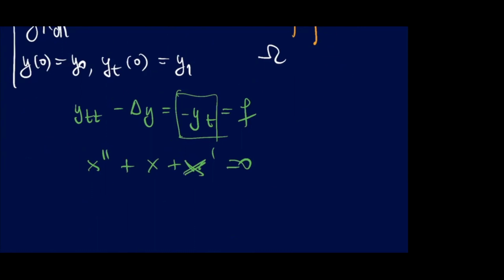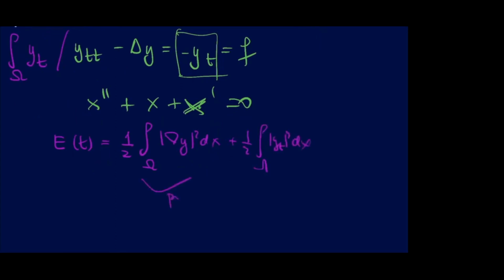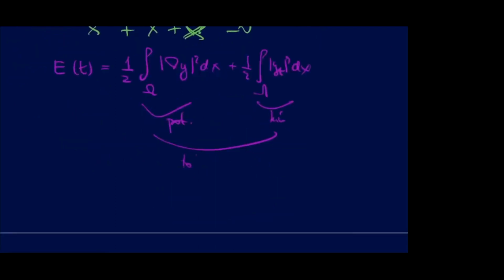And then I ask you, we agreed that this should lead to some kind of dissipation of energy, but how can I see it? Well, you see it in the same way. You multiply the equation by y_t, you integrate in Omega. The energy of the system is defined in the same way, it's the superposition of the potential energy and the kinetic energy. This is the total energy.